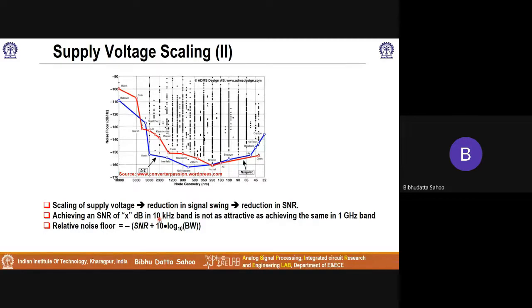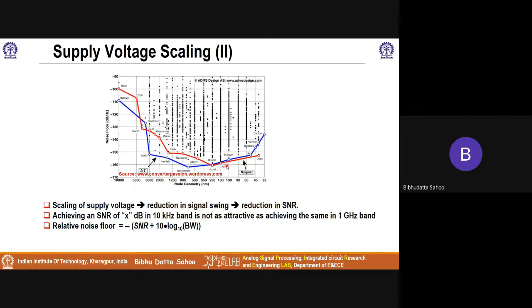Now this is another thing. As the supply voltage scales, again taken from the same website, it shows how the noise floor of the data converter varies with the technology node. What is interesting is that that's why they say 180 nanometer is a very sweet spot for analog design, because in this range you can see that the noise floor is minimum.